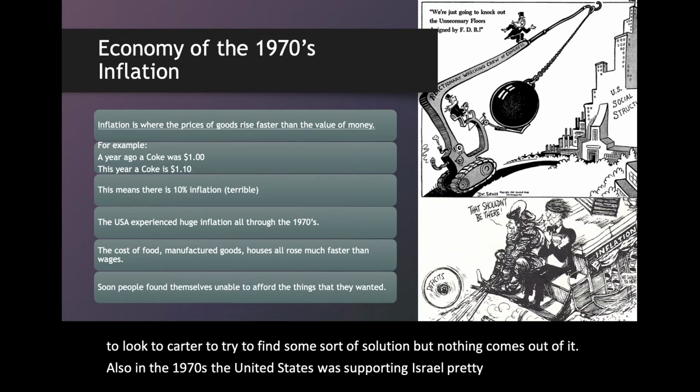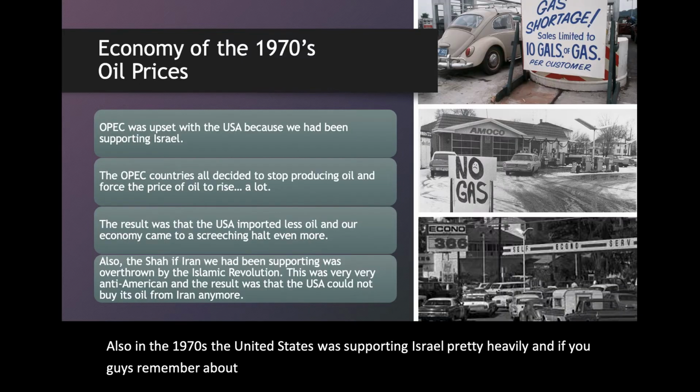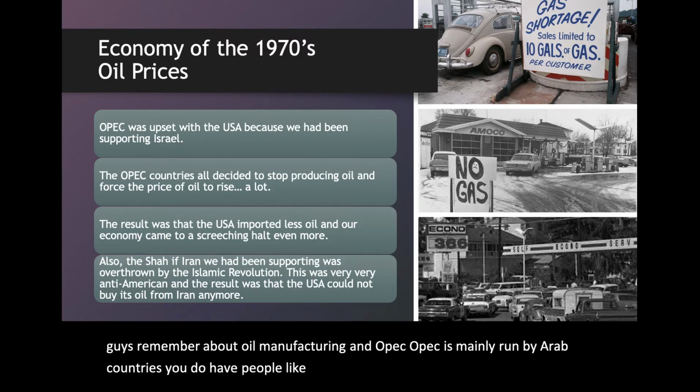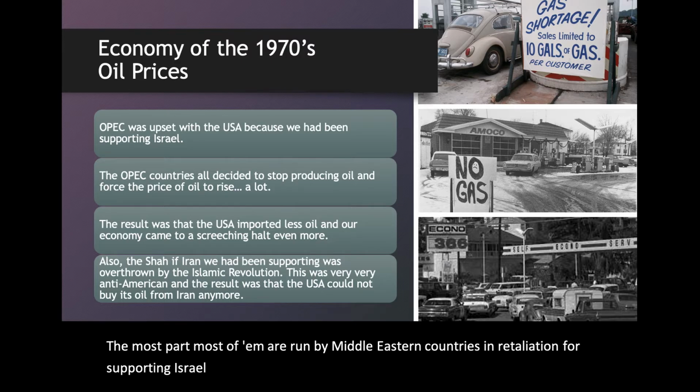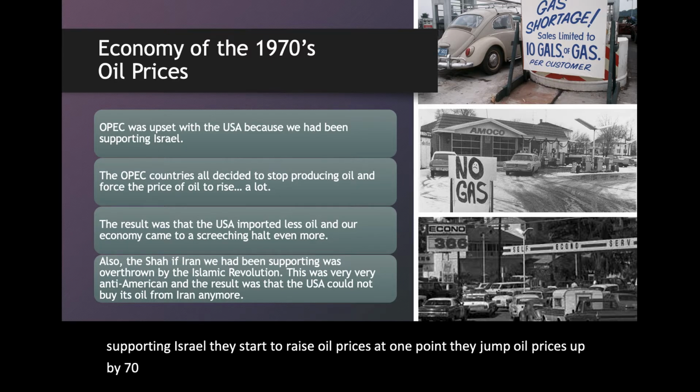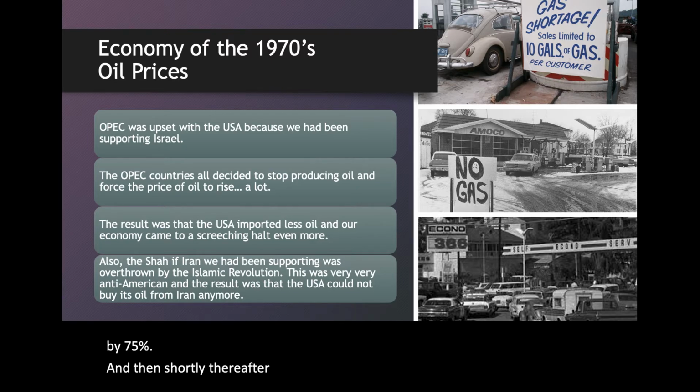Also, in the 1970s, the United States was supporting Israel pretty heavily. And if you guys remember about oil manufacturing, OPEC is mainly run by Arab countries. You do have people like Venezuela that become part of OPEC, but for the most part, most of them are run by Middle Eastern countries. And in retaliation for supporting Israel, they start to raise oil prices. At one point, they jump oil prices up by 75%, and then shortly thereafter by 125%.